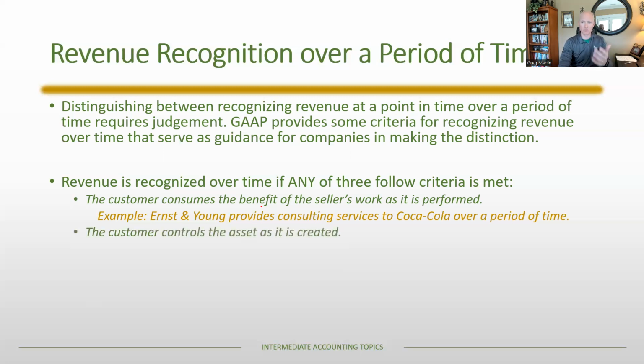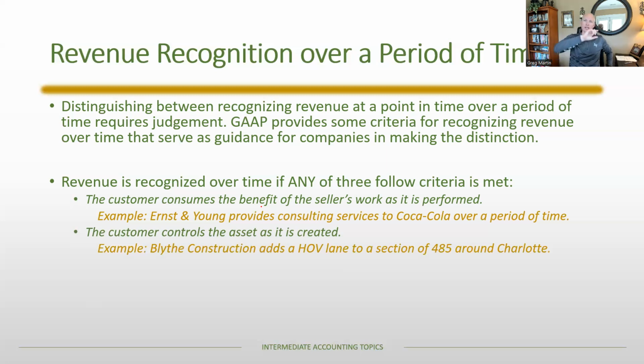The second criteria, if it's met, would be the customer controls the asset as it's created. Again, I think examples help. Down where I live, Blythe Construction is adding an HOV lane to 485.